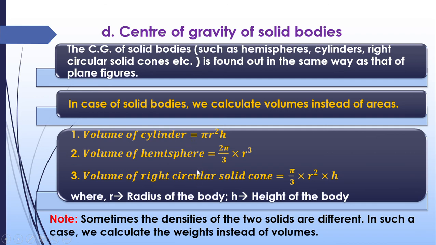Some such solid bodies are given here. Volume of a cylinder is equal to pi r square h, you all know that. Volume of a hemisphere is 2 pi by 3 into r cube. Volume of a right circular solid cone is pi by 3 r square h. So these are some of the equations which will be helpful while calculating the center of gravity of solid bodies. So we will see it while doing problems.